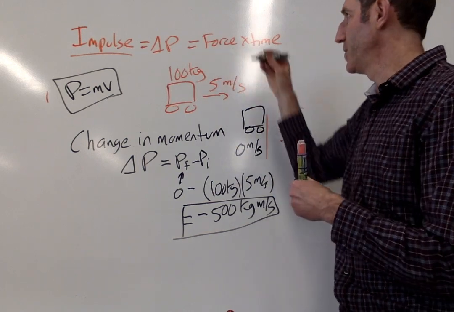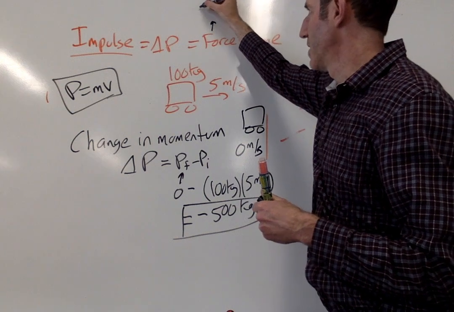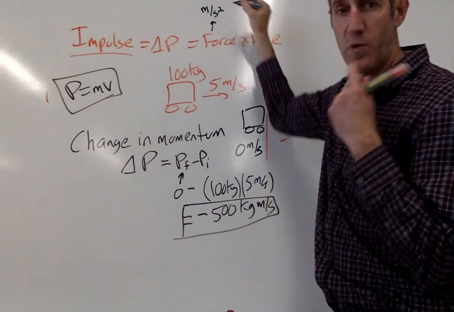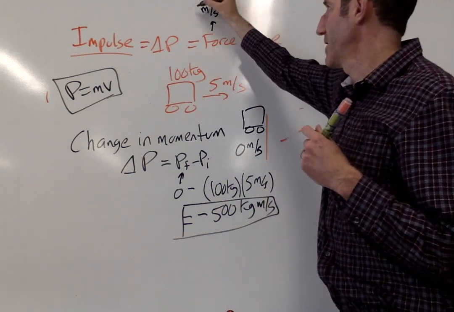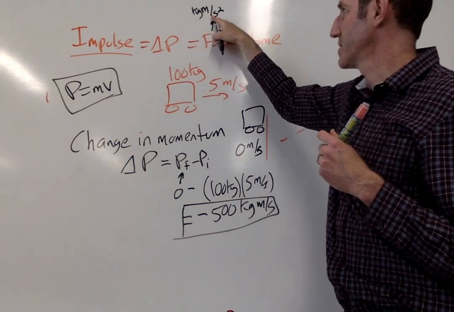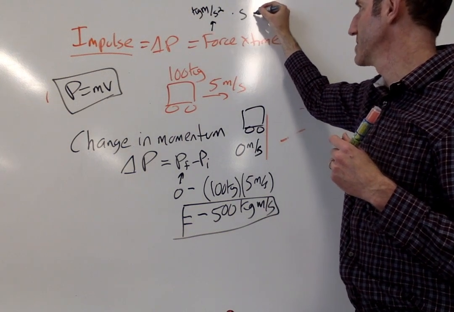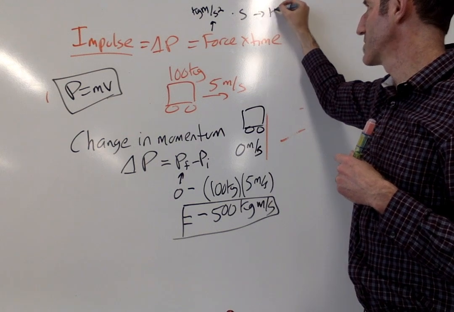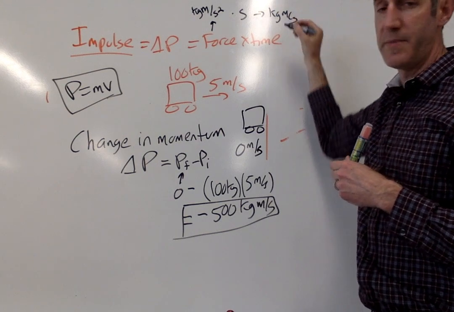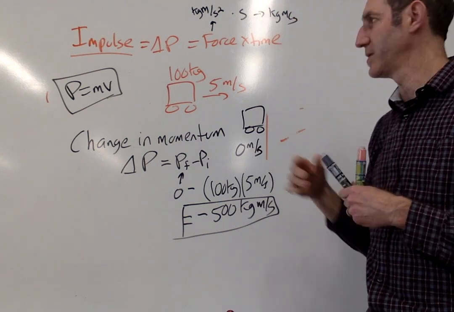Just to review again the units right here, force units are kilograms times meters per second squared, and time units are seconds. So units-wise, this still works out to kilograms times meters per second. So it's still momentum units.